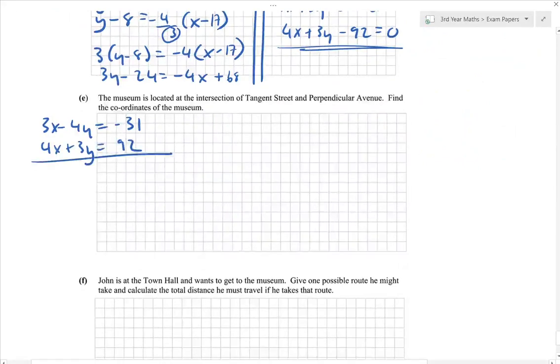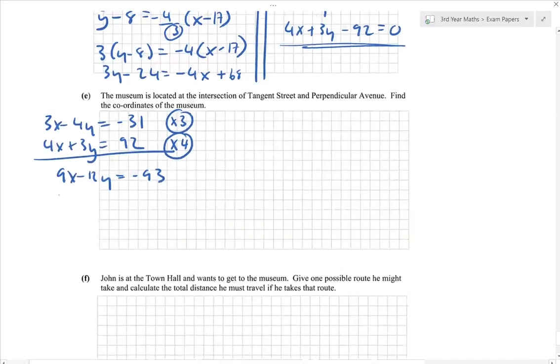So again, we want to cancel the x's or the y's. The easiest one to cancel is the y's, because one is already a minus and one is already a plus. So if I multiply this line by 3, it will give me minus 12y, and if I multiply this line by 4, it'll give me a plus 12y. But again, you have to multiply the entire lines across. So multiplying the top line by 3 will give me 9x minus 12y equals minus 93. And multiplying the second line by 4 will give me 16x plus 12y equals 368.